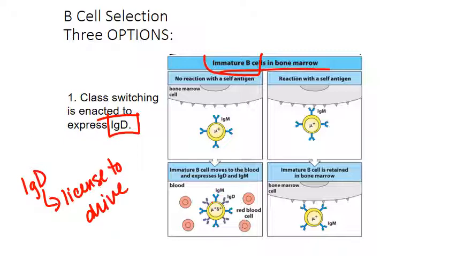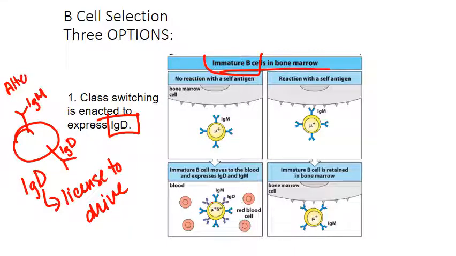So remember, I told you initially that a B cell is initially going to express IgM on its surface. After it's been tested and gone through its selection process, it's going to co-express IgM and IgD. And once it has IgM and IgD co-expressed on its surface, using a process known as alternative splicing, that's how it's able to express both.